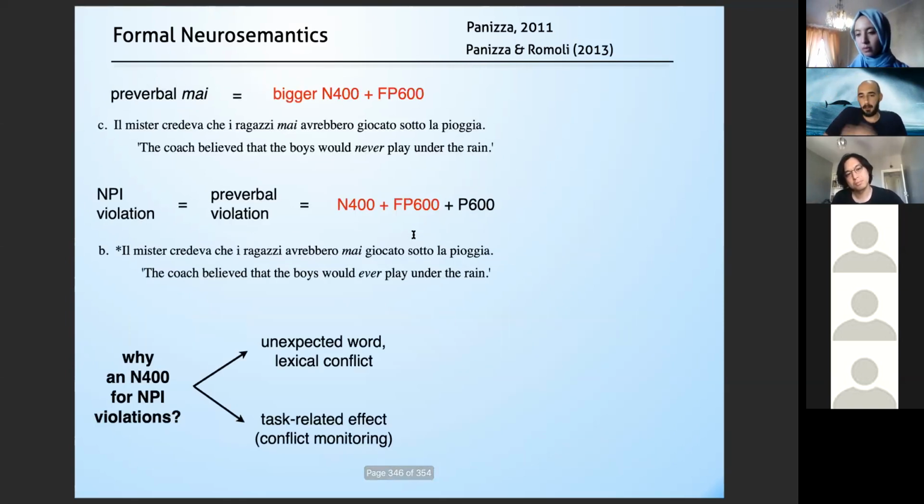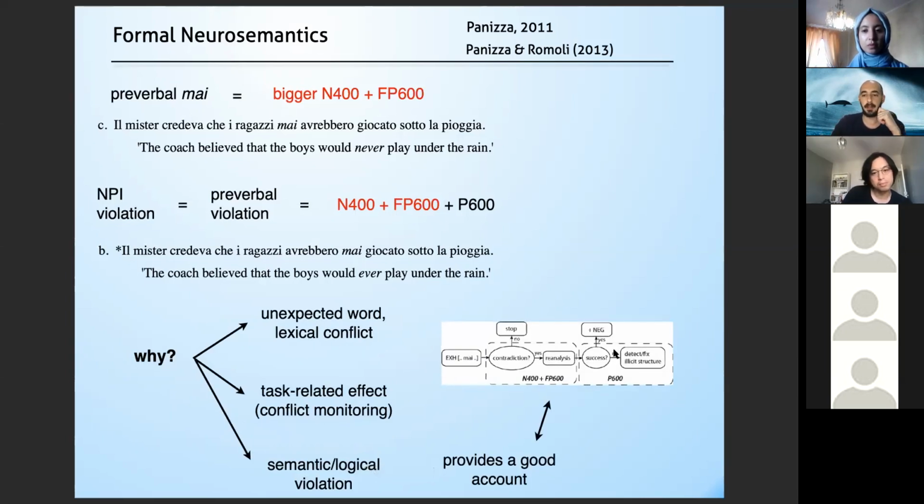All right, so to sum up, why do we get an N400 for NPI violation? And the idea is that these accounts would make the wrong predictions, and this provides a better account. And the idea is that you might actually get N400 triggered by semantic, logical, formal, compositional violations. And this would also help us to explain a lot of unexplained N400, okay?